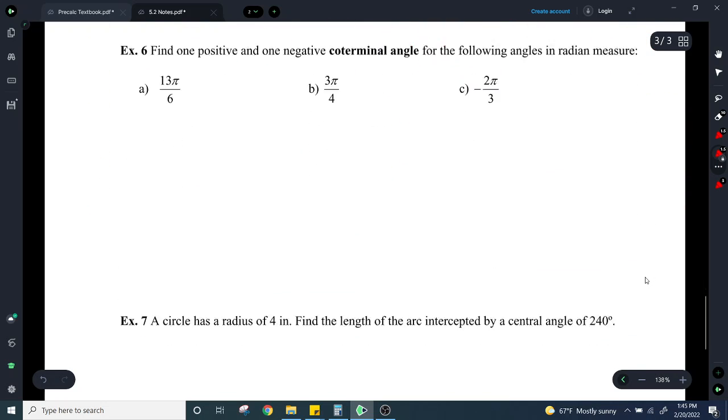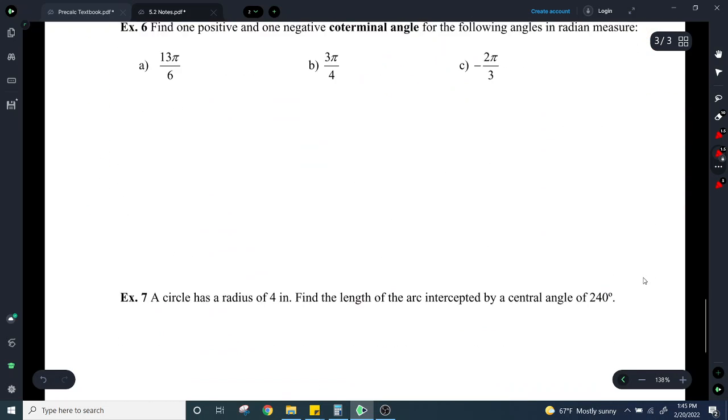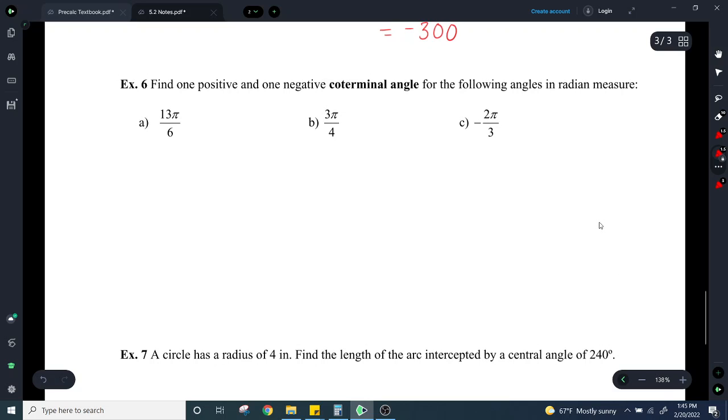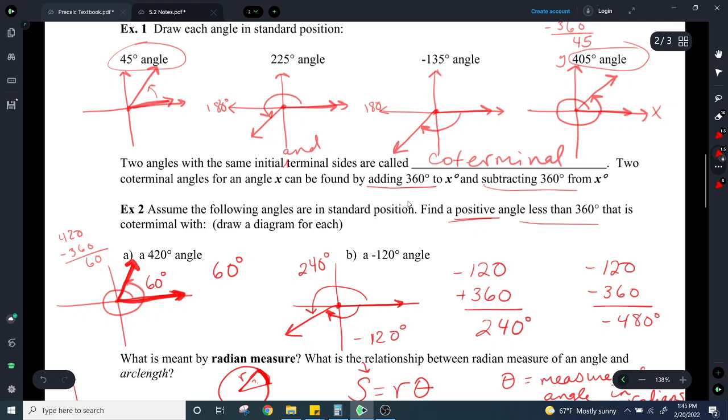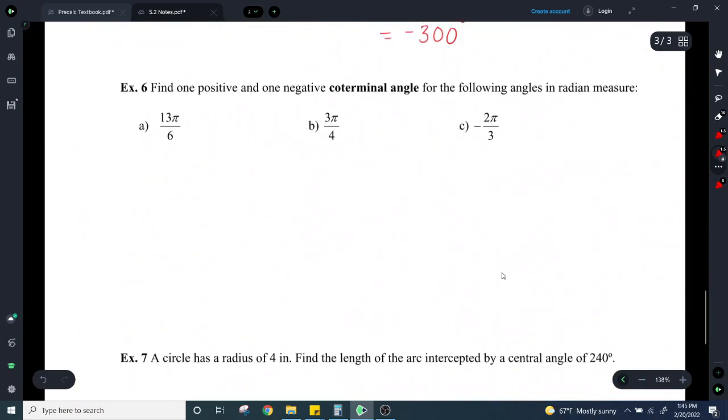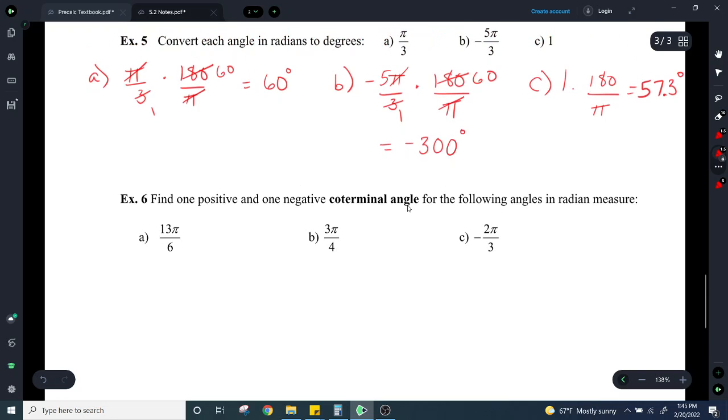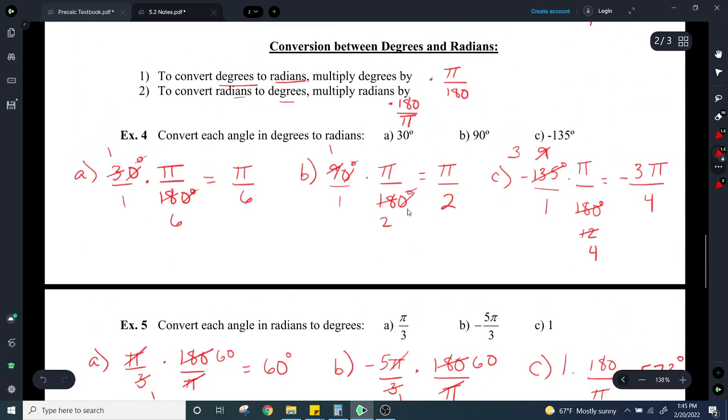All right, let's do a couple other examples here. So it says, find one positive and one negative coterminal angle for each of the following in radian measure. All right, so here's where we need to be a little bit careful. So to find coterminal angles earlier, remember what we said for coterminal, we said that we were going to add 360 or subtract 360. So we do that if we're working with degrees. However, if we're working with radians and we're asked to find coterminal angles, we can't use those numbers anymore because now we're working with radians.